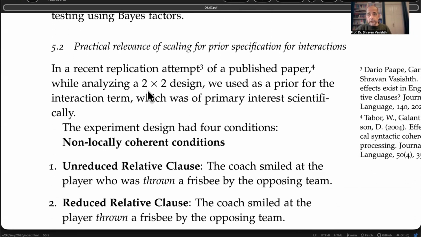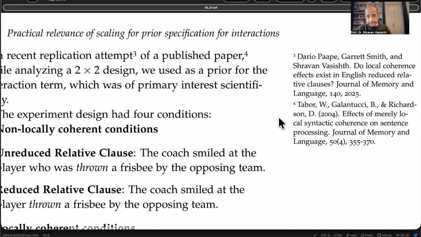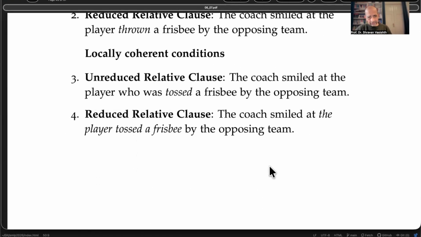Okay. So there was a 2x2 design that we wanted to replicate. So there's a paper that we replicated, and the original paper was this one here. So in this original paper by Tabor et al., they had reported the effect size of the comparison of interest. The details don't matter. They're not interesting for us, right?